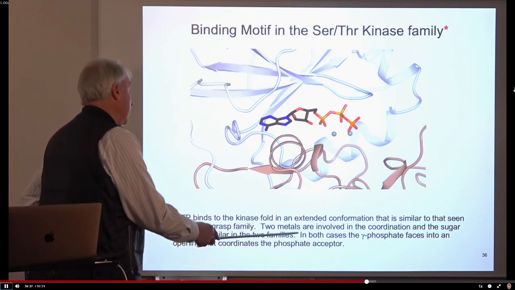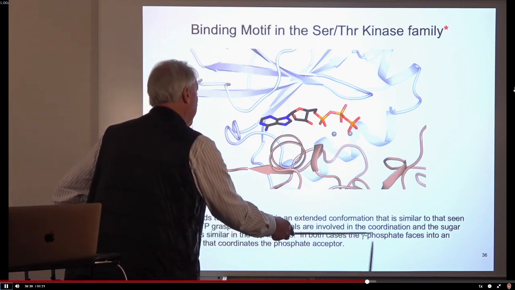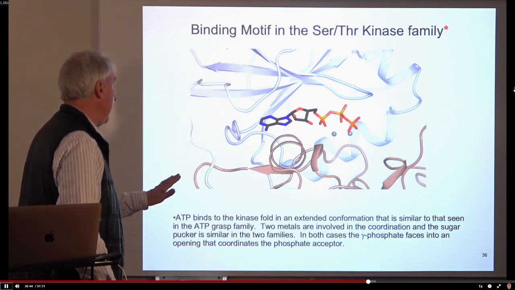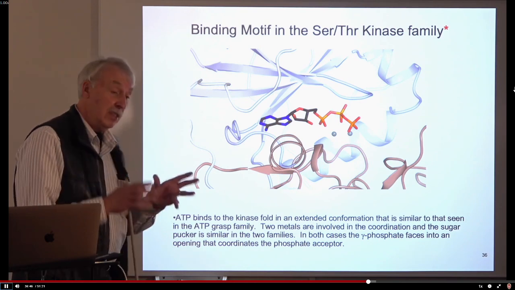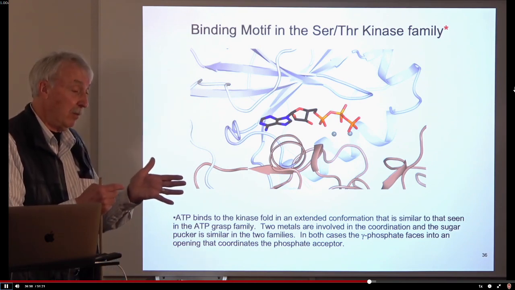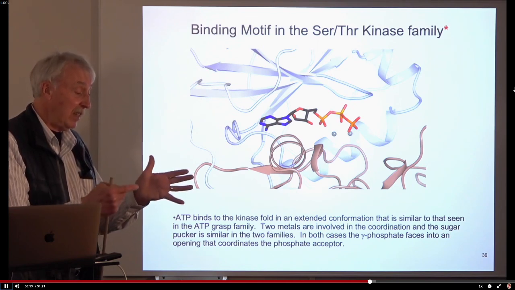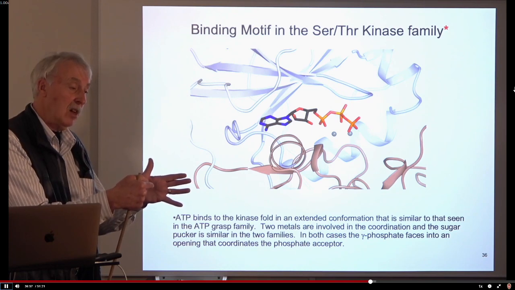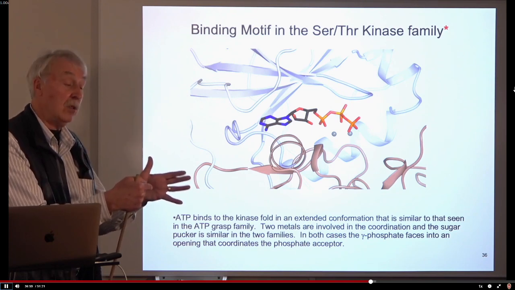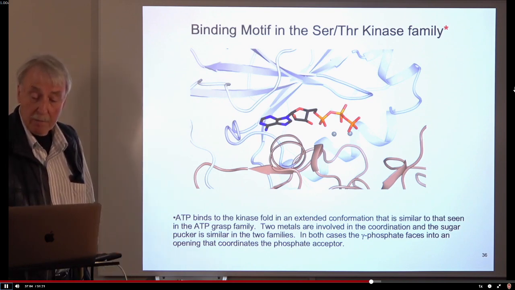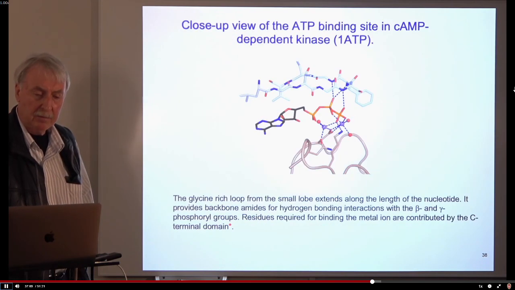In both cases, the gamma phosphate faces into an opening that coordinates the phosphate acceptor. So again, this is reflecting the chemistry that is needed to transfer the phosphoryl moiety. One needs to place it into an opening where you can bring in the nucleophilic acceptor opposite the phosphoryl moiety so that you can transfer it. So the chemistry is driving the overall configuration of the active site.